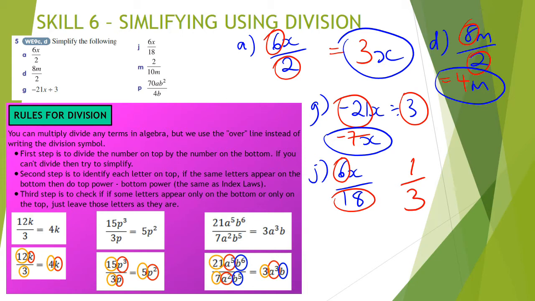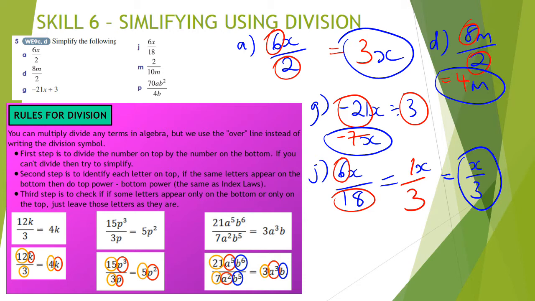What we also need to do is keep the x on top. So we've got 1x over 3 as our answer. There's only one more thing we have to do, and that's get rid of the 1, because we don't write 1x in algebra. We would just write x over 3, and that's our final answer. So when you can't divide the numbers, you just need to simplify the numbers, and that's okay.